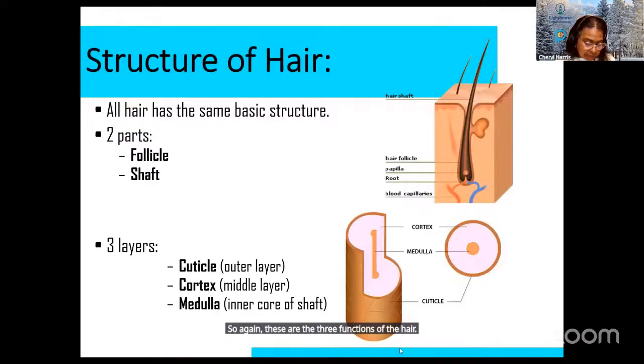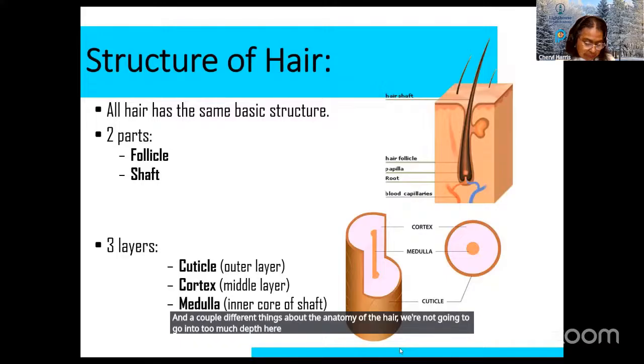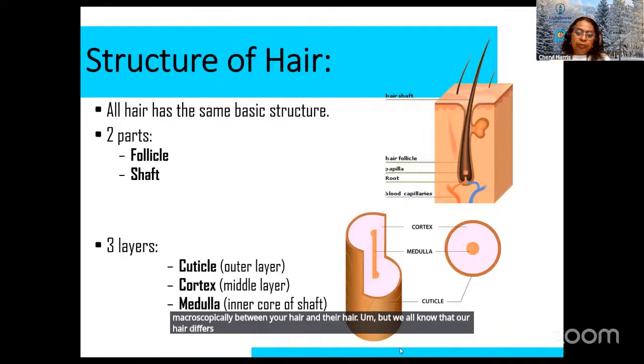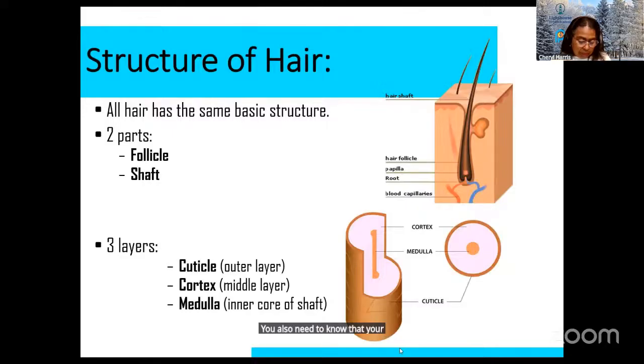And a couple of different things about the anatomy of the hair. We're not going to go into too much depth here, but all hair has the same basic structure. If somebody else is beside you or around you, you can look around and just note the differences macroscopically between your hair and their hair. We all know that our hair differs in many different ways from other people. You also need to know that your hair within your own head differs. Not every hair on your body has the same macroscopic and microscopic properties.